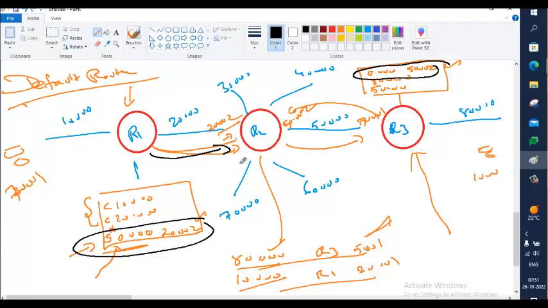If any router has got multiple gateways to reach different destinations, like here we have for 10 the gateway 20001, and for 80 the gateway is 50001, then if the gateways are more than one, you cannot use a default route. You need to write a precise static route like this. So a default route is only on the edge routers or the stub routers.